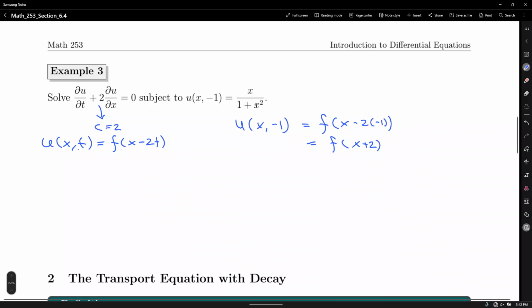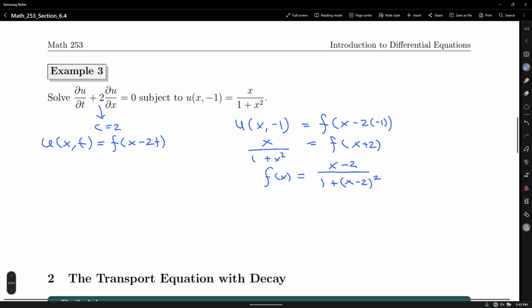Which is u of x, -1, the given function, x over 1 plus x squared. Okay, guys, in this case, I want to know what f of x is, not f of x plus 2. What do we do on both sides of this equation to every single x to get f of x instead? Subtract 2, right? So f of x equals, I already subtracted 2, subtract 2 here, that's x minus 2, and be careful with the denominator, that's 1 plus x minus 2 squared, but the x minus 2 gets squared, right?